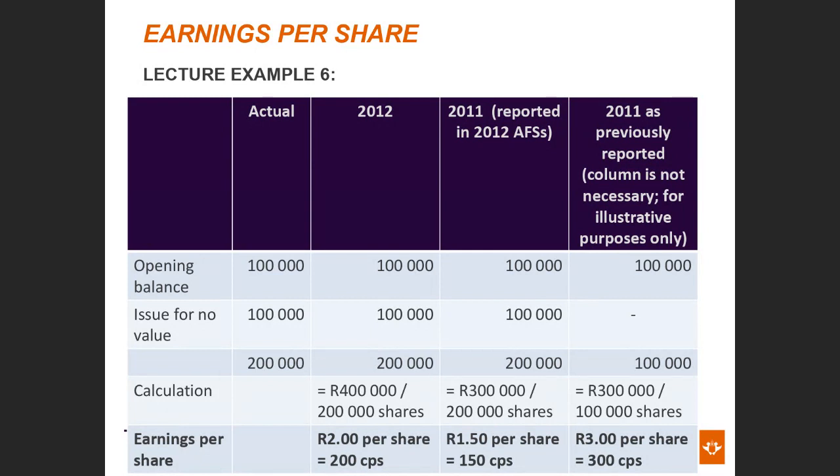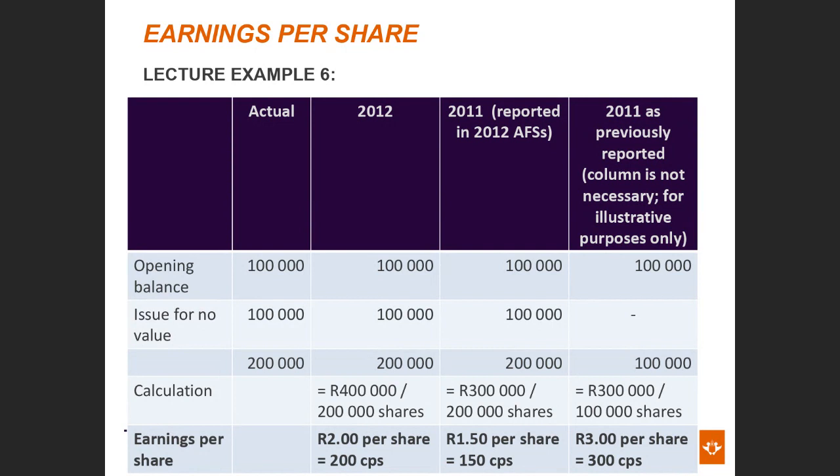Okay. If you have looked at the previous slide, it makes sense. The previous slide, slide 37, says if there's an issue for no value in the current year, there's no time weighting of these shares in the current period, and the number of shares in the prior period must be adjusted as well. This is to facilitate comparability. So that is what we have done here.